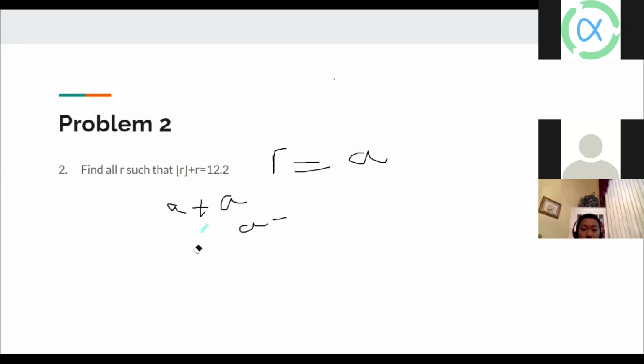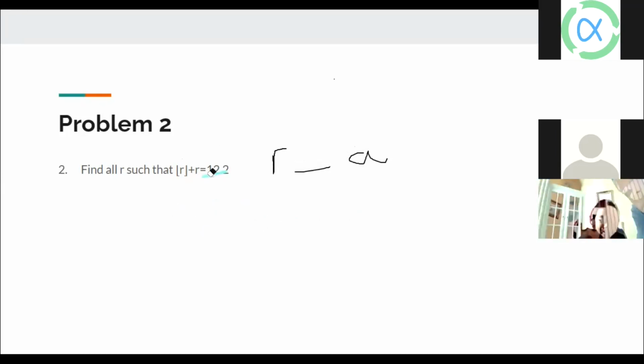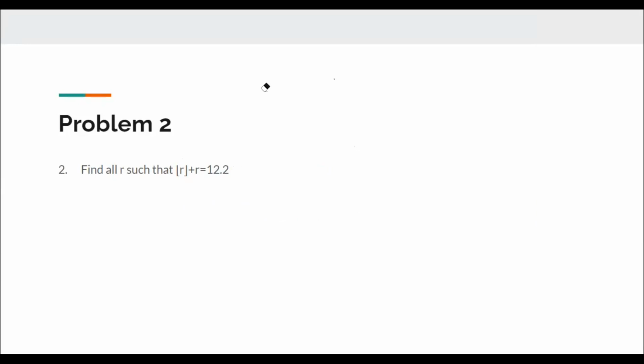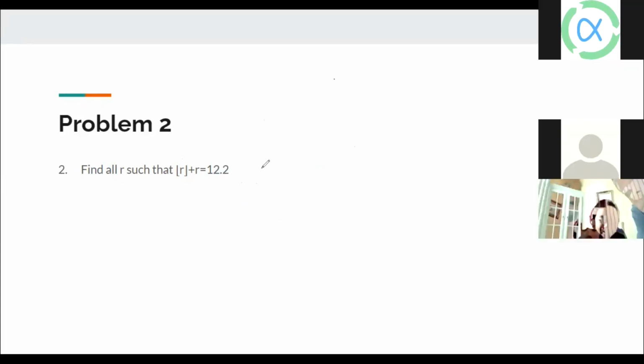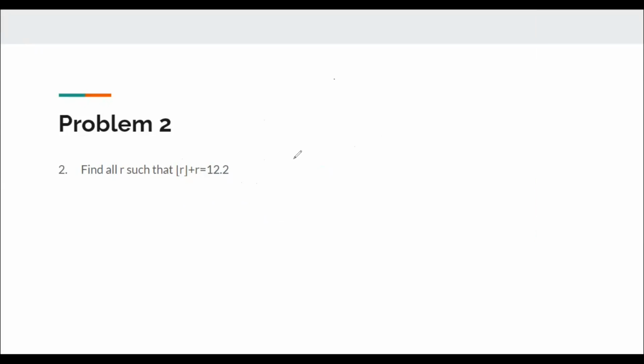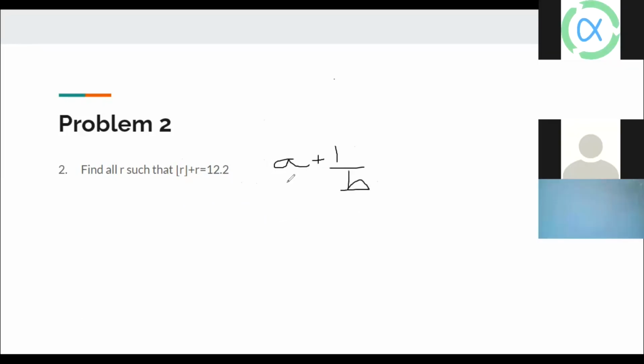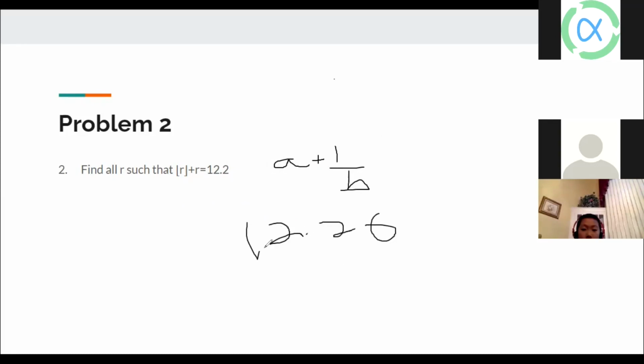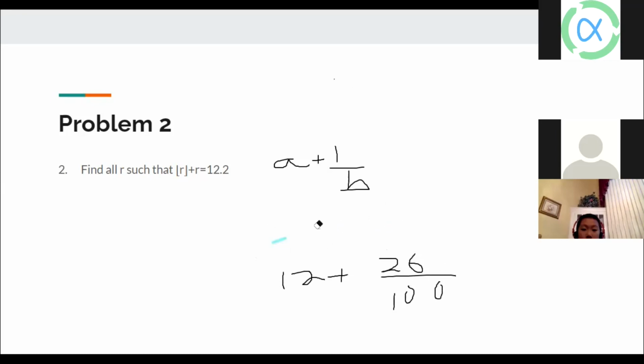So the other case we have is that r has a decimal point, is a floating number essentially. So you can write that as a plus 1 over b, right? Because a plus some decimal, like when you have 12.26, let's just take that as a decimal, you do 12 plus 0.26, which is just 26 over 100. So you could express it like that. So that's why I'm expressing r as a plus 1 over b.